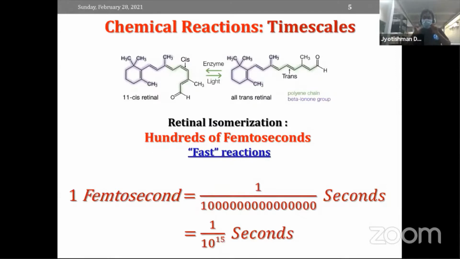Unfortunately, this fast reaction you cannot feel or see with your naked eye, because it is beyond the response time of our eye or our vision. So for this kind of fast reaction, which can happen from hundreds of femtoseconds to a picosecond time scale, we need some sophisticated instrument or some sophisticated way to record them.